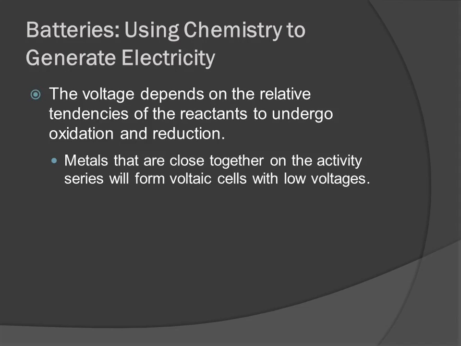There are different things that affect the voltage, but it mainly depends on the relative tendencies of the reactants to undergo oxidation and reduction. So if you have two metals that are very close to each other in the oxidation series, you've got one that's just a little more macho than the other. There's not going to be a big voltage difference. If you have lithium at the top and gold ion at the very bottom, you're going to have a really big potential difference, and the flow of electricity is going to be stronger.